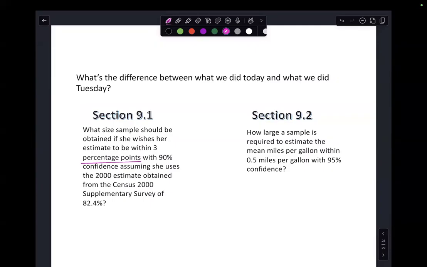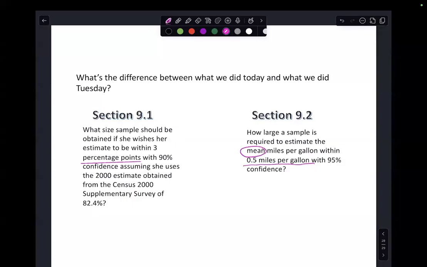So on 9.2, when you're talking about within something, it's going to have some units there. It's not going to be necessarily a percent. It's going to have some units there. And also the word mean will be there. You will have the mean and there's going to be some sort of units with it.